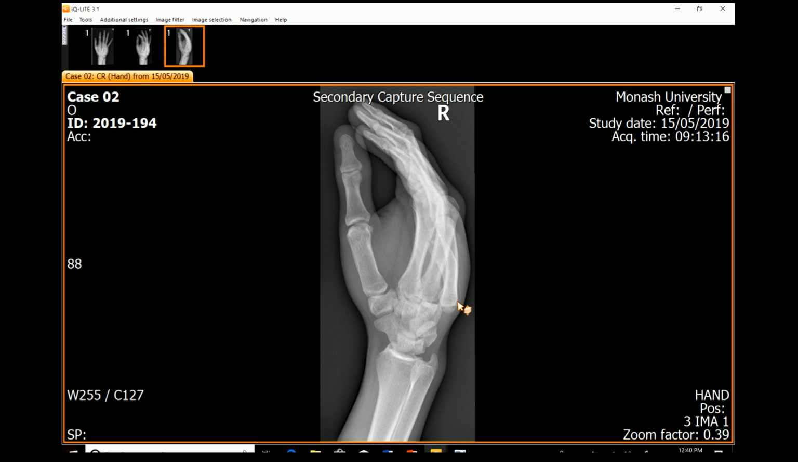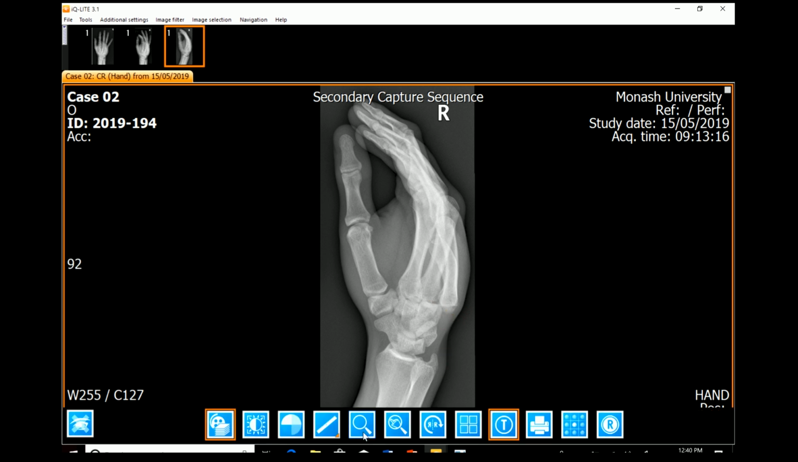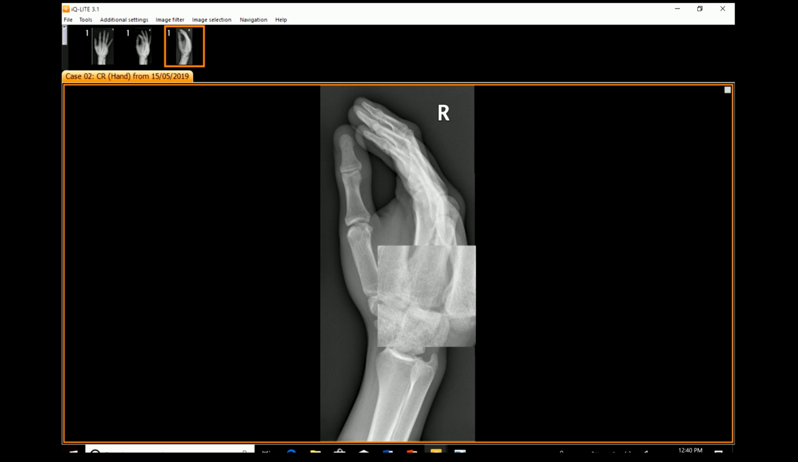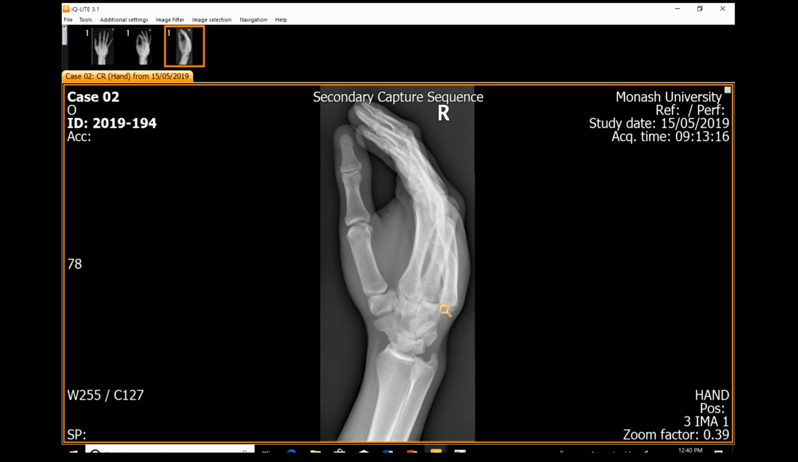It's important with these cases to see whether there is the possibility of any avulsion fractures or any fractures, which does not seem apparent on these images. So it just looks like a dislocation of the fourth and fifth carpometacarpal phalangeal joints.